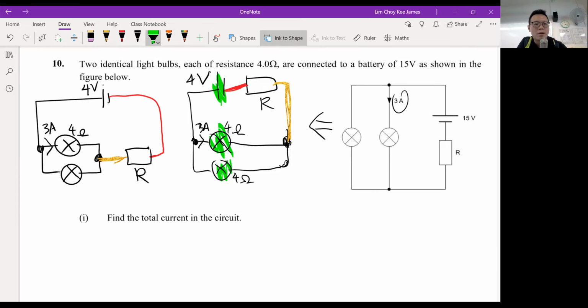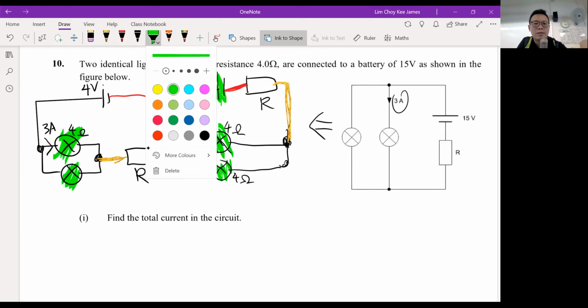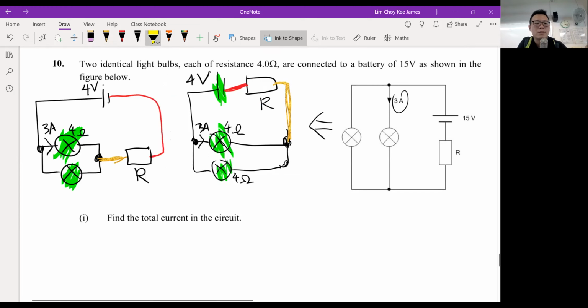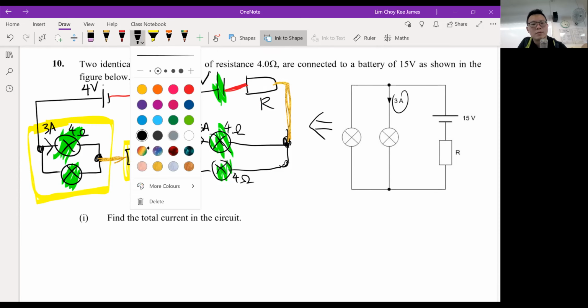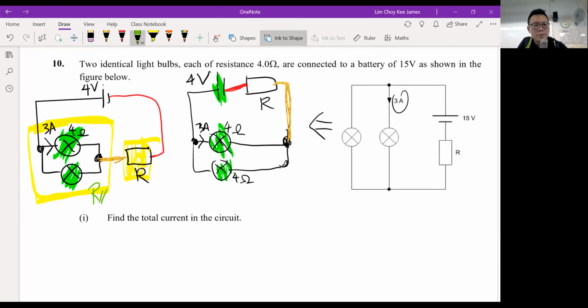You will see that for the battery, these two light bulbs are still parallel, nothing has changed, but you will find that the resistor R is actually in series with this arrangement. Or should I say R parallel, the green color one. So your R parallel here is actually in series with your resistor R.